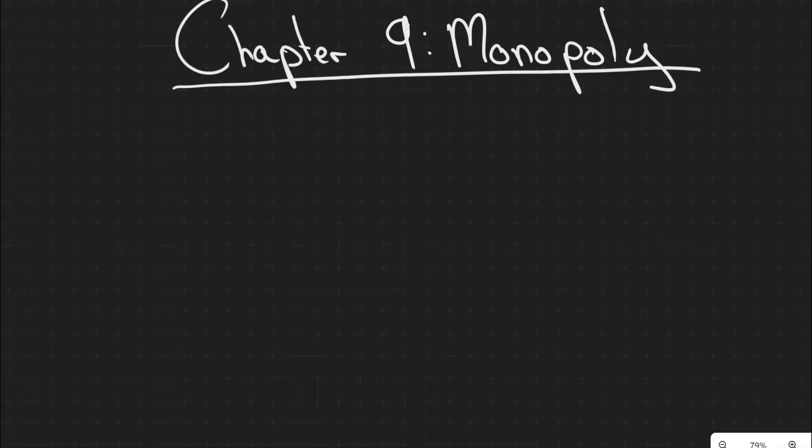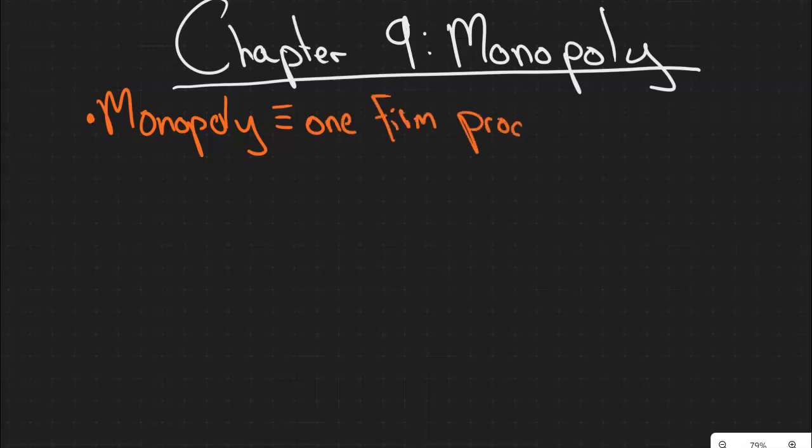So we all know the term monopoly because of the game, right? But the actual technical definition of a monopoly is that one firm produces all the output for the whole market.